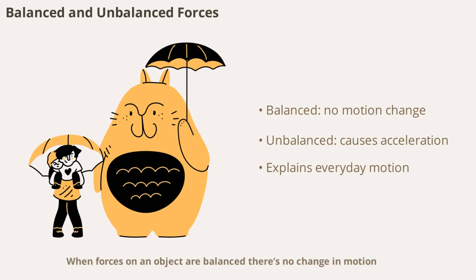When forces on an object are balanced, there's no change in motion. But if forces are unbalanced, the object accelerates in the direction of the net force. This concept explains why a parked car stays still until pushed, or why a soccer ball speeds up when kicked. Recognizing balanced and unbalanced forces helps us analyze motion in everyday life.